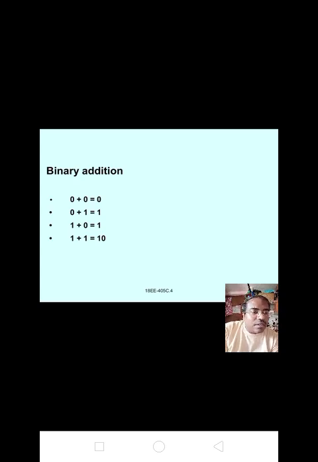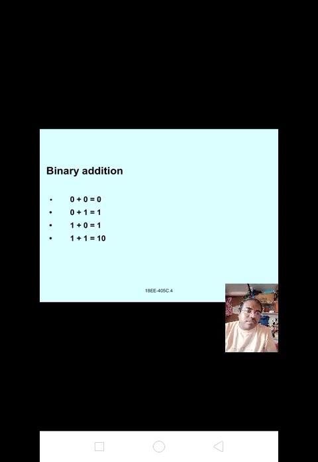Okay, here the answer is: 1 plus 1 plus 1 is 1, carry 1. 1 plus 1 is 0, carry 1. 1 plus 0 is 1. 0 plus 1 is 1. 0 plus 0 is 0. It is nothing but binary addition.